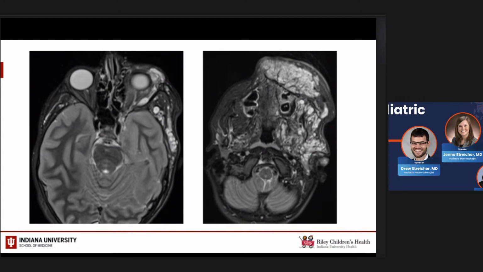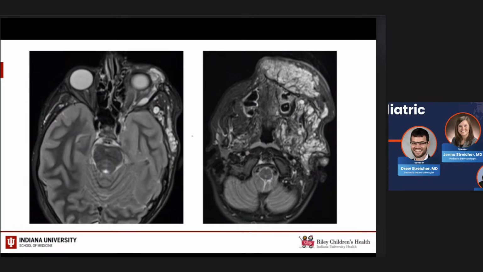plexiform neurofibroma. But when we're encountering a patient that maybe doesn't have a history of NF1, the other differential that you'd want to consider with these transspatial T2 hyperintense lesions would be a venous malformation or a venolymphatic malformation. So those would be in your differential diagnosis. But in the setting of NF1, these are going to be plexiform neurofibromas.